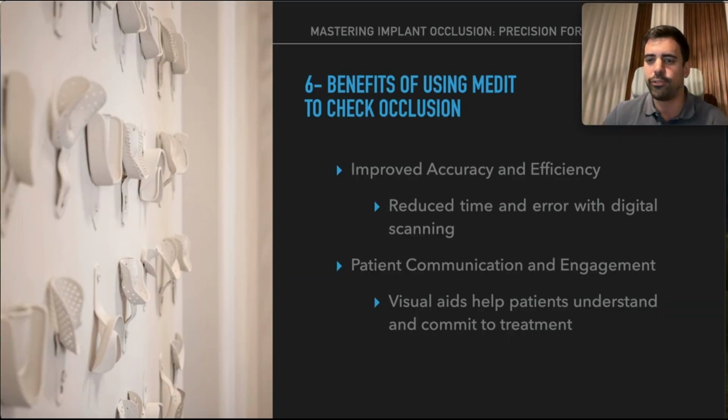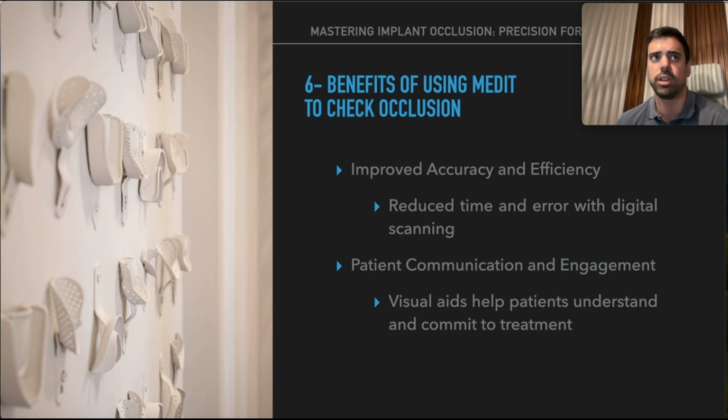So what are the benefits of using Medit to check the occlusion? Well, we have improved accuracy and efficiency. Articulating paper works and has been working for decades probably. But we will have a mark on an implant and we have a mark on a tooth. Which one is heavier?